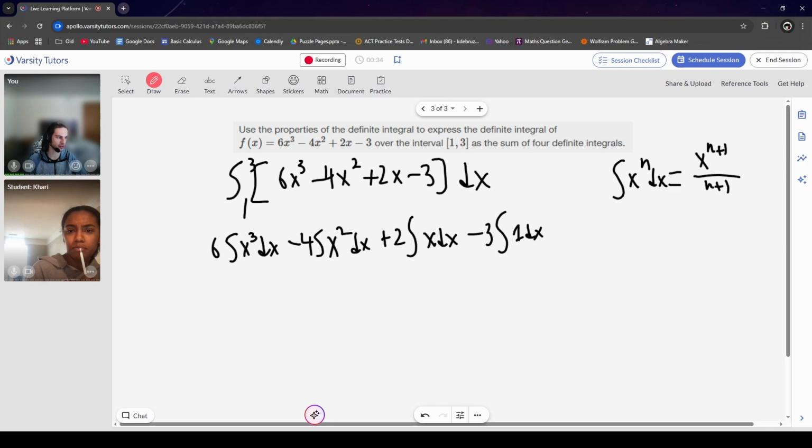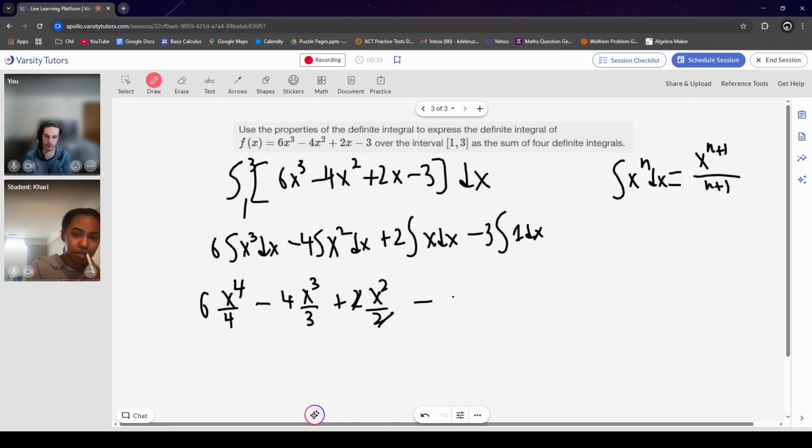Let me know once you've got integrals for these things. I have 6 times the integral of x to the fourth over 4. No dx. Once you integrate, the integral sign and the dx will go away. Okay, no dx. And then minus 4x cubed over 3 plus 2x squared over 2, minus, is it just going to be minus 3?